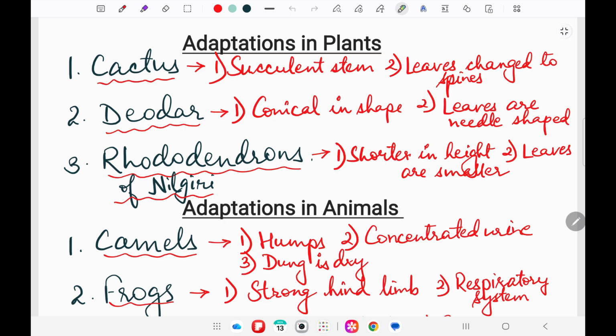A few of the adaptations that we discussed through the chapter: the first is about cactus. They have got a succulent stem, the leaves have changed to spines, the stems have a thick cuticle, etc. The next is the deodar. Their shape is conical and their leaves are needle shaped. Next is the rhododendrons of Nilgiri. They are shorter in height and the leaves are smaller.